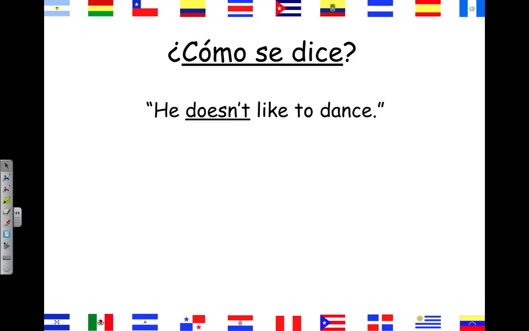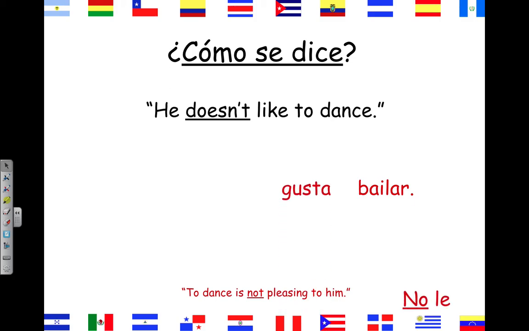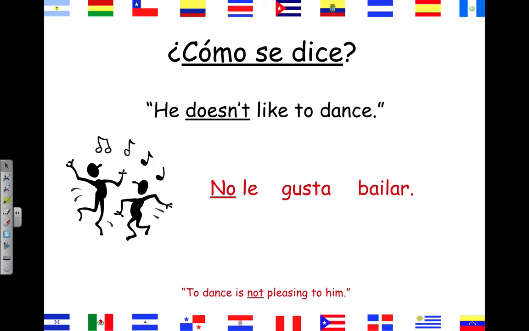He doesn't like to dance. To dance is not pleasing to him. So bailar is an infinitive. With infinitives, we're always going to use the singular form, so gusta. The no goes out in front of the le, and of course we could have put a él in front of all of this. A él no le gusta bailar.